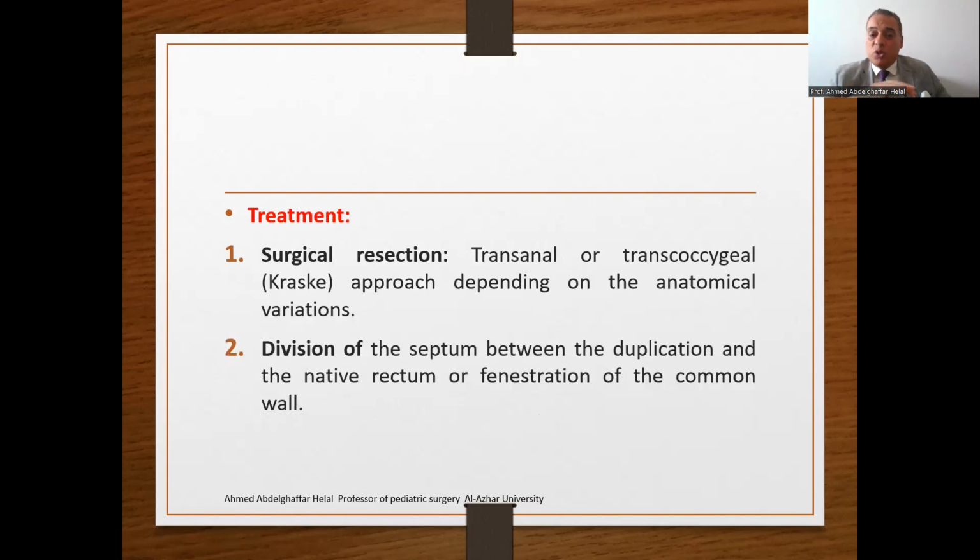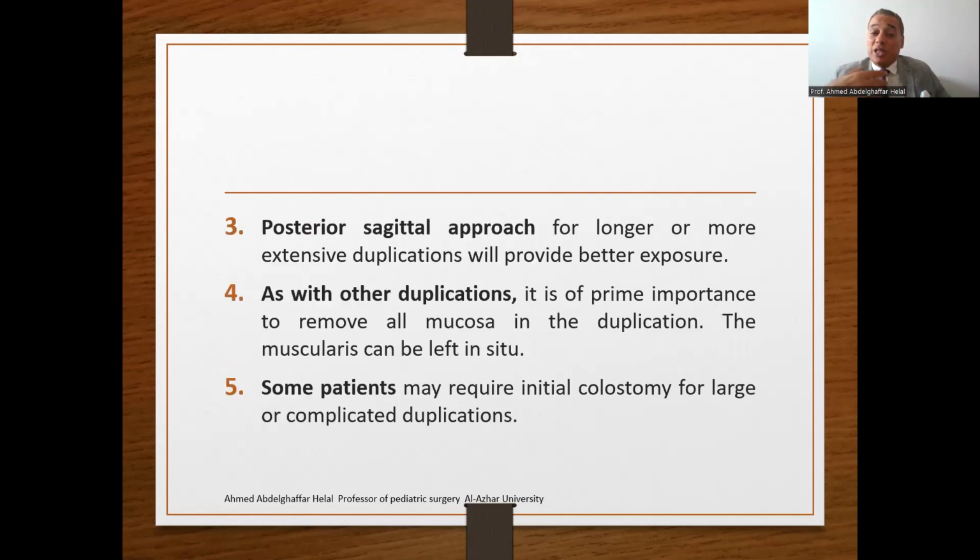The treatment is excision, transanal or transcoccygeal, depending on the anatomical variation. Division of the septum between the duplication and the native rectum, or fenestration of the common wall, may be an option. The posterior sagittal approach for longer and more extensive duplication will provide better exposure. As with other duplications, it is of prime importance to remove all the mucosa. The muscularis can be left. Some patients may require an initial colostomy for large or complicated duplication.